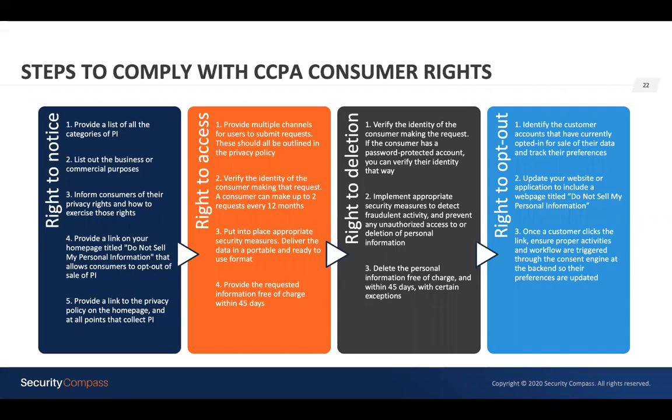Once a customer clicks the "Do Not Sell My Personal Information" link, ensure the proper activities and workflow are triggered through the consent engine in the back end, so their preferences are updated as promptly as possible.